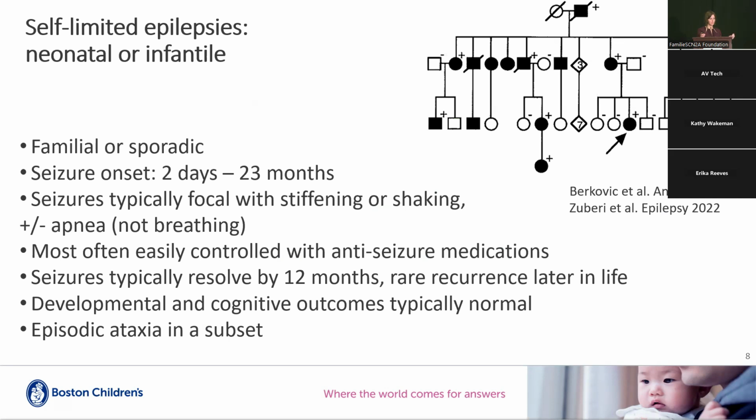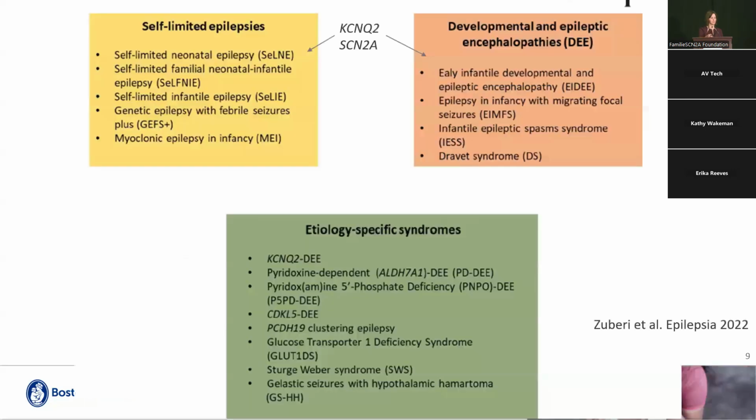The seizure onset is anywhere from 2 days to 23 months. Seizures are often focal with stiffening or shaking, with or without apnea, where you stop breathing. Most are fairly easily controlled with anti-seizure medications, as I mentioned yesterday, particularly sodium channel blockers for 2A, but really even non-sodium channel blockers may control those seizures. The seizures usually resolve early in life, and individuals can come off of medications with encouraging developmental and cognitive outcomes. You can see episodic ataxia, which is a movement disorder of balance in a subset originating from the cerebellum.